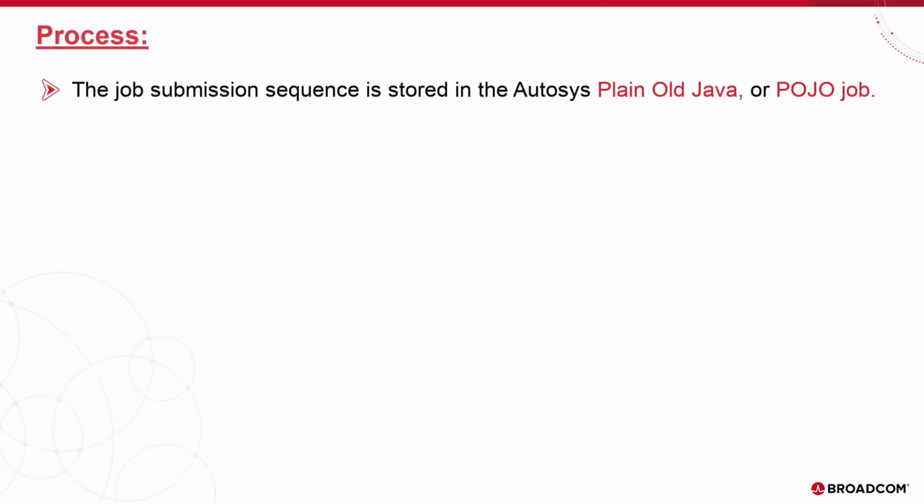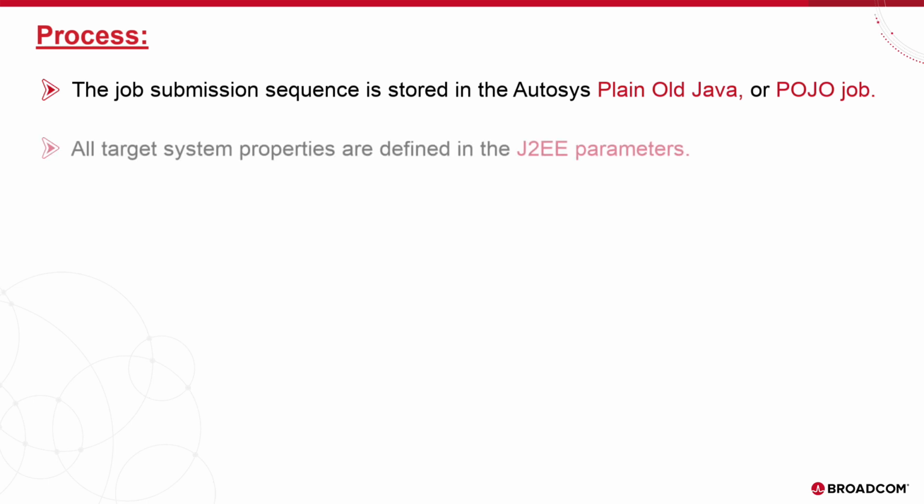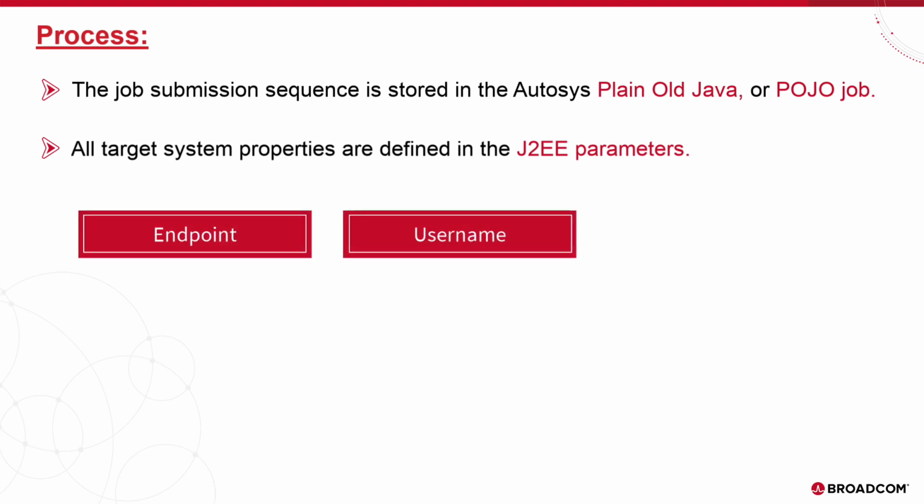The job submission sequence is relatively simple because all job definition properties are stored in the AutoSys POJO job. We will use basic authentication with a proxy configuration for this demo. All target system properties, including the endpoint, username, password, and other execution parameters, are specified in the J2EE parameters. These parameters may vary depending on the authentication method used.